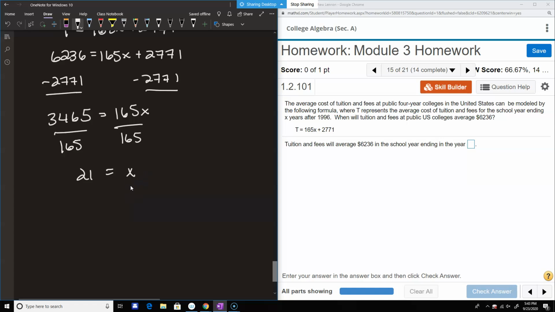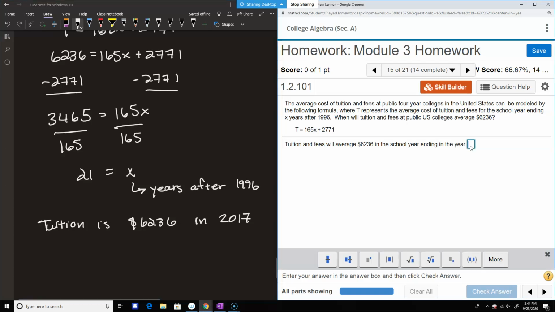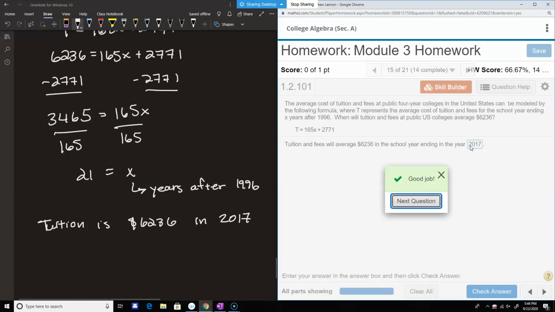So since x is years after 1996, that means tuition is 6,236 in 21 years after 1996, which would be 2017. It sounds really low. I don't know.